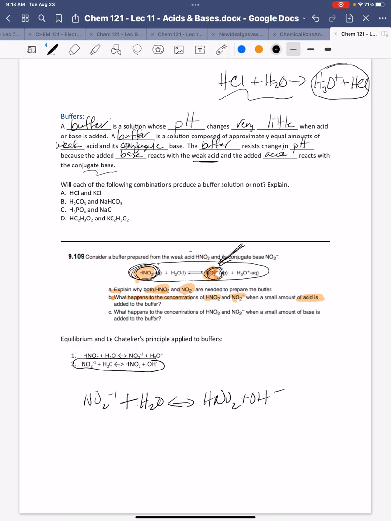So what happens here? Well, if I add acid, that's going to react with the NO2, and basically what's going to happen is this equilibrium is going to shift because I'm removing this, taking it out. This concentration will go down, and this concentration is going to go up. This concentration will go down because we're shifting the equilibrium, reacting that so that this can go the other way.